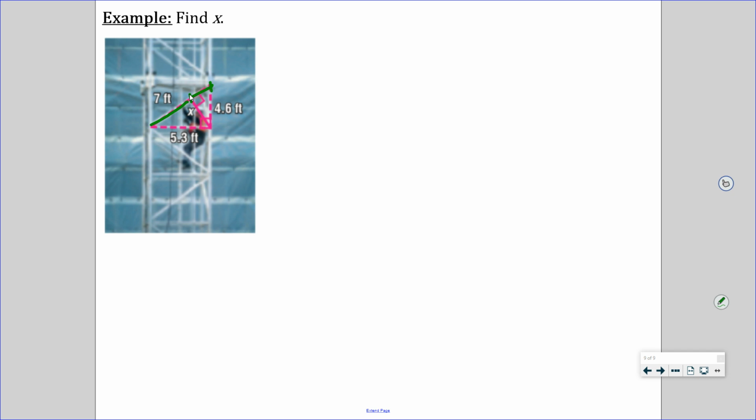I don't know for sure, and I don't know what the altitude is either. But I do know the length of each leg. And I know the whole hypotenuse is 7. I'm going to call this segment A, sorry, A.